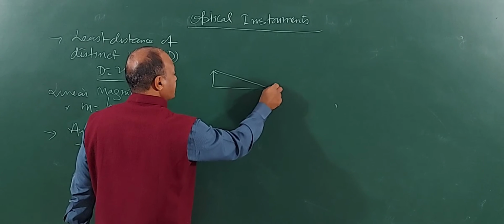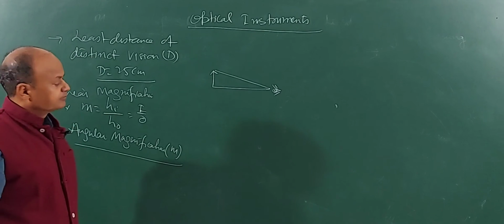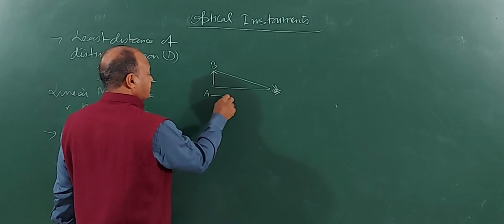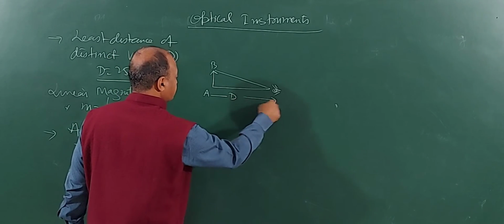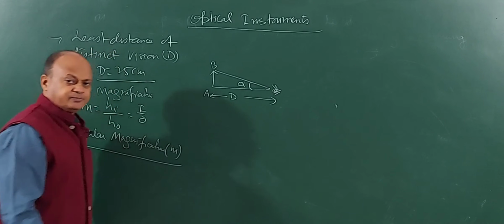This is the eye. I am not using any optical instrument. AB is the object, and the object has been placed at what distance? D, and the object is subtending what angle? Alpha.